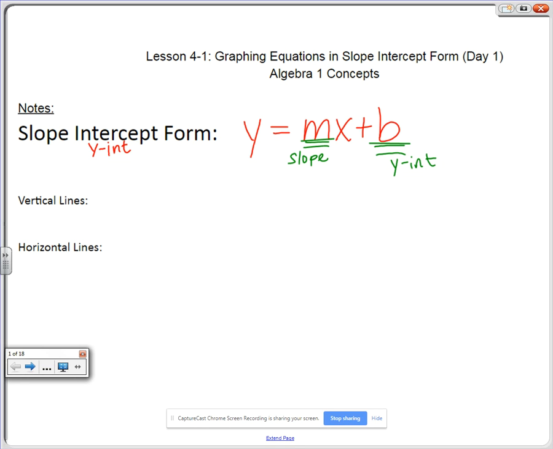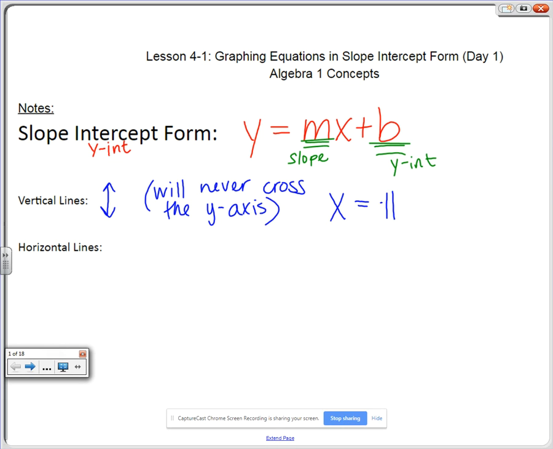Okay, now this is the big gun. This is like the big topic for today. Okay, little side topics for today are vertical and horizontal lines. What's a vertical line? Up and down, right? Okay, so there's my vertical line. If I have a vertical line, what axis will it never cross? It will never cross the y-axis. Folks, if it will never cross the y-axis, it cannot have a y in it, which means it will just be x equals some number.